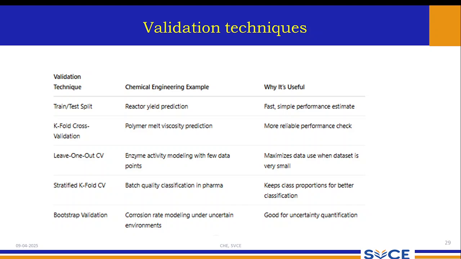This is the advantage. Okay, when we need to go for stratified k-fold, cross validation and bootstrap validation.